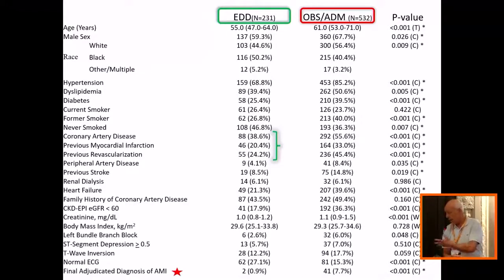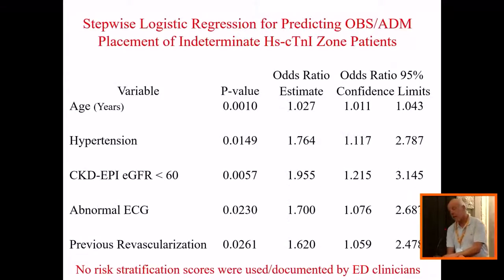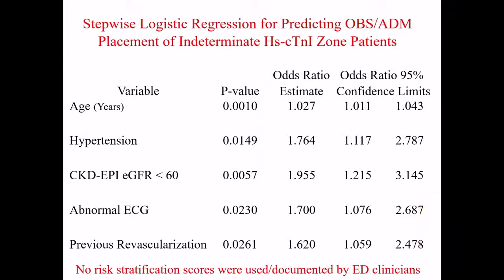So I think it's pretty impressive that without the high sensitivity troponin, docs were able to accurately, for the most part, determine who should go home based on things they didn't have before the high sensitivity cardiac troponin. And what did they use? So we looked at all these things, and these are the things that they used mostly to determine who you were going to put in the unit. And it's sort of classic in terms of age, hypertension, renal function, abnormal EKG, previous revascularization.